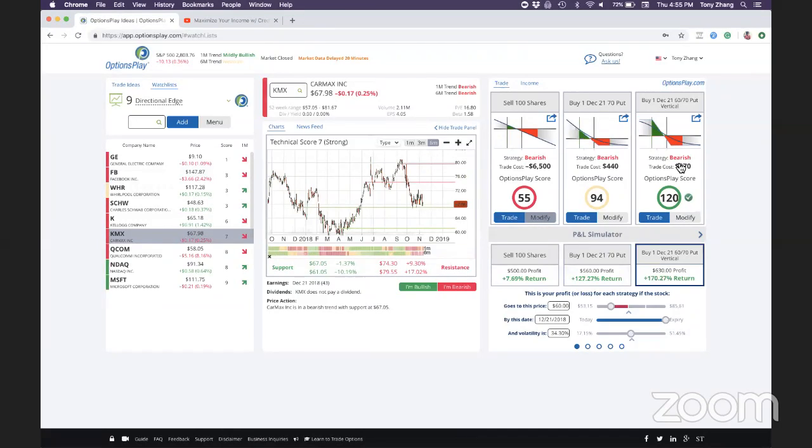So quickly you can see why buying a put spread or a vertical gives you that really magnified risk to reward when you do get that directional call correct. So if CarMax does go in your favor and it does move lower, you get a substantial amount of profit based on the investment that you've put forth for the debit spread.